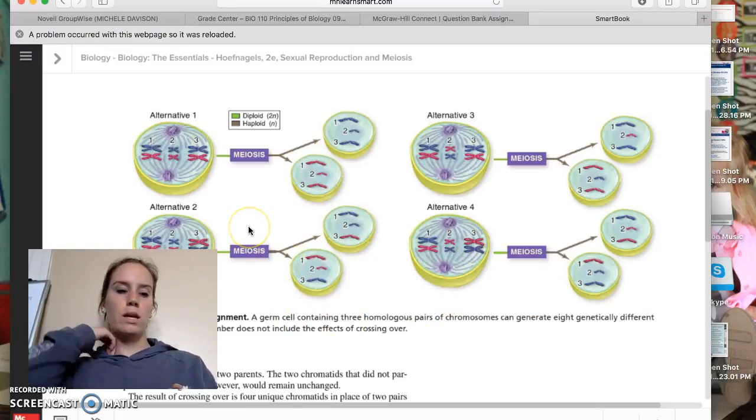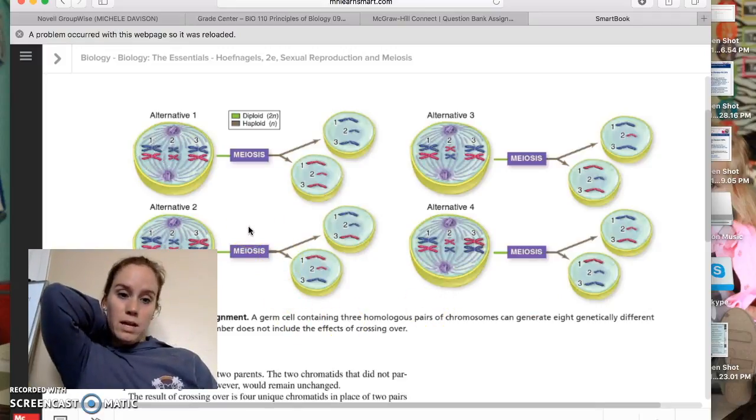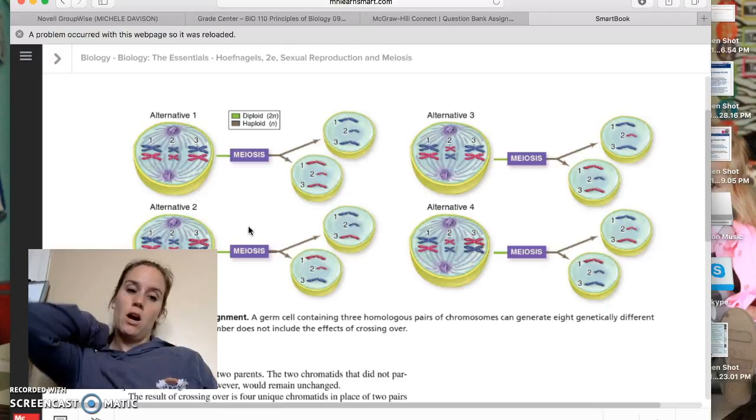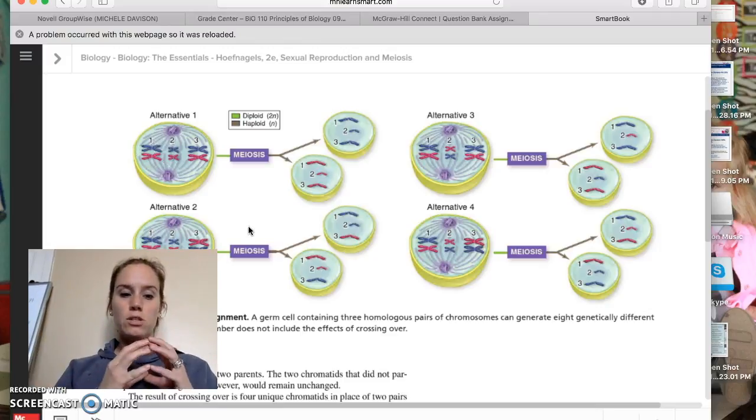So all it is doing is, just think of the two words, randomly putting themselves in the center of the cell. Homologous chromosomes are still going to line up next to each other. It's just whether it's going to be on this side or they're going to flip flop and go this way. And that happens differently every single time the cells go through meiosis. They can randomly line up different every single time.